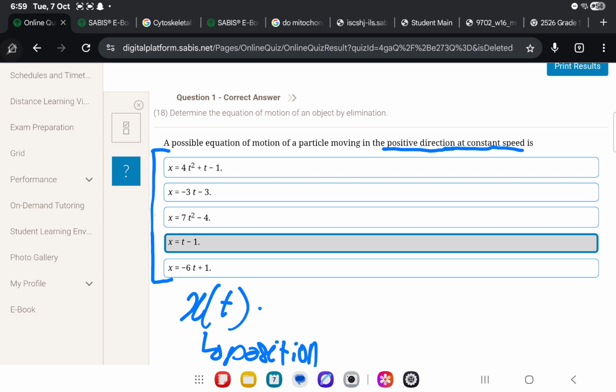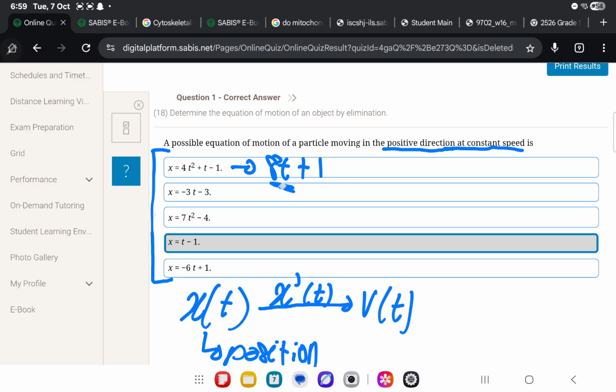Okay, now, how do we get the velocity, v of t, from this? All we're going to have to do is differentiate the x of t equation that we're given, right? So, let's differentiate this. You should all know how to differentiate. Now, 4t squared is going to differentiate to 8t, plus t, this is going to differentiate to 1. Now, this is definitely not constant. Why? Because you have a variable, you have t, you have time. So the velocity, this is equal to v of t, the velocity of this particle.